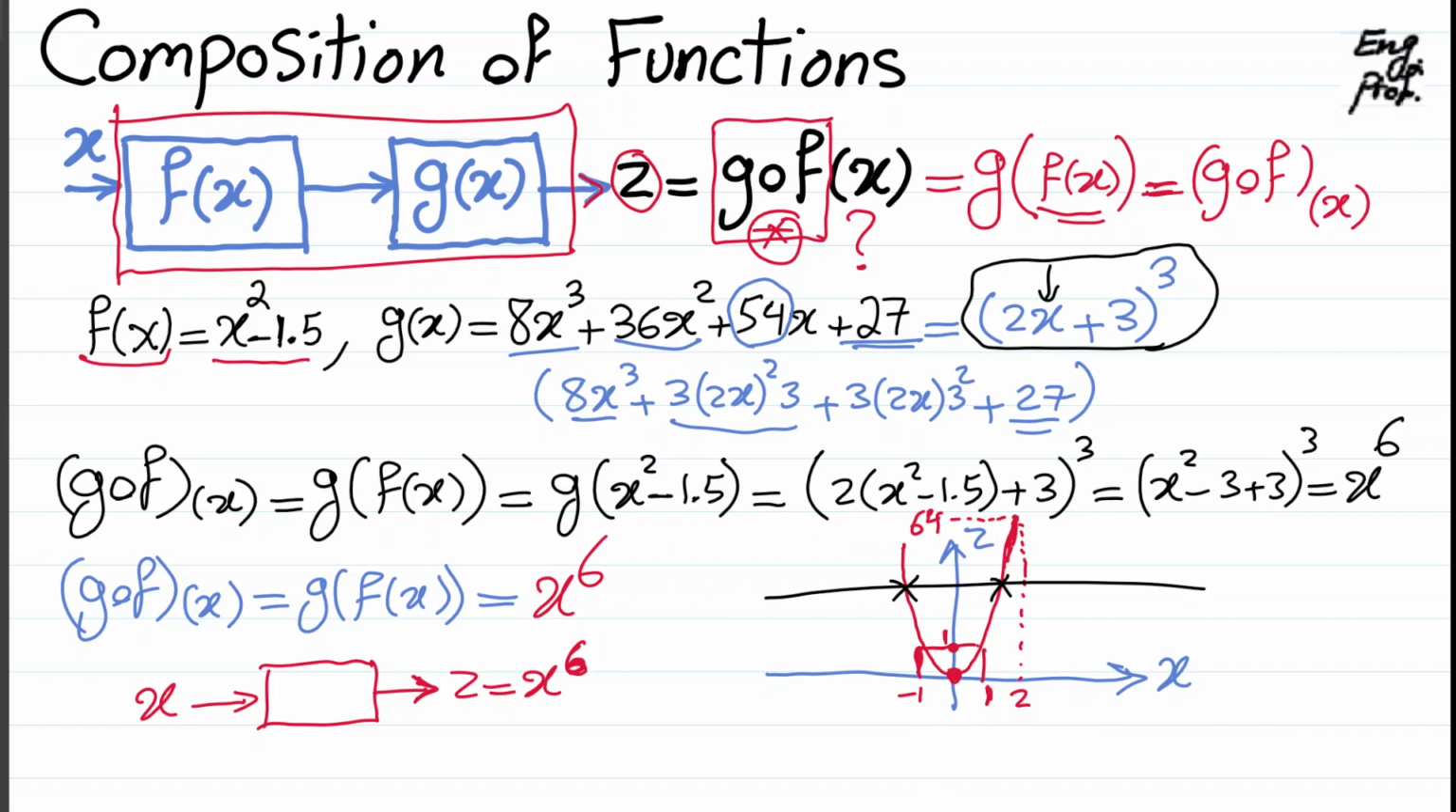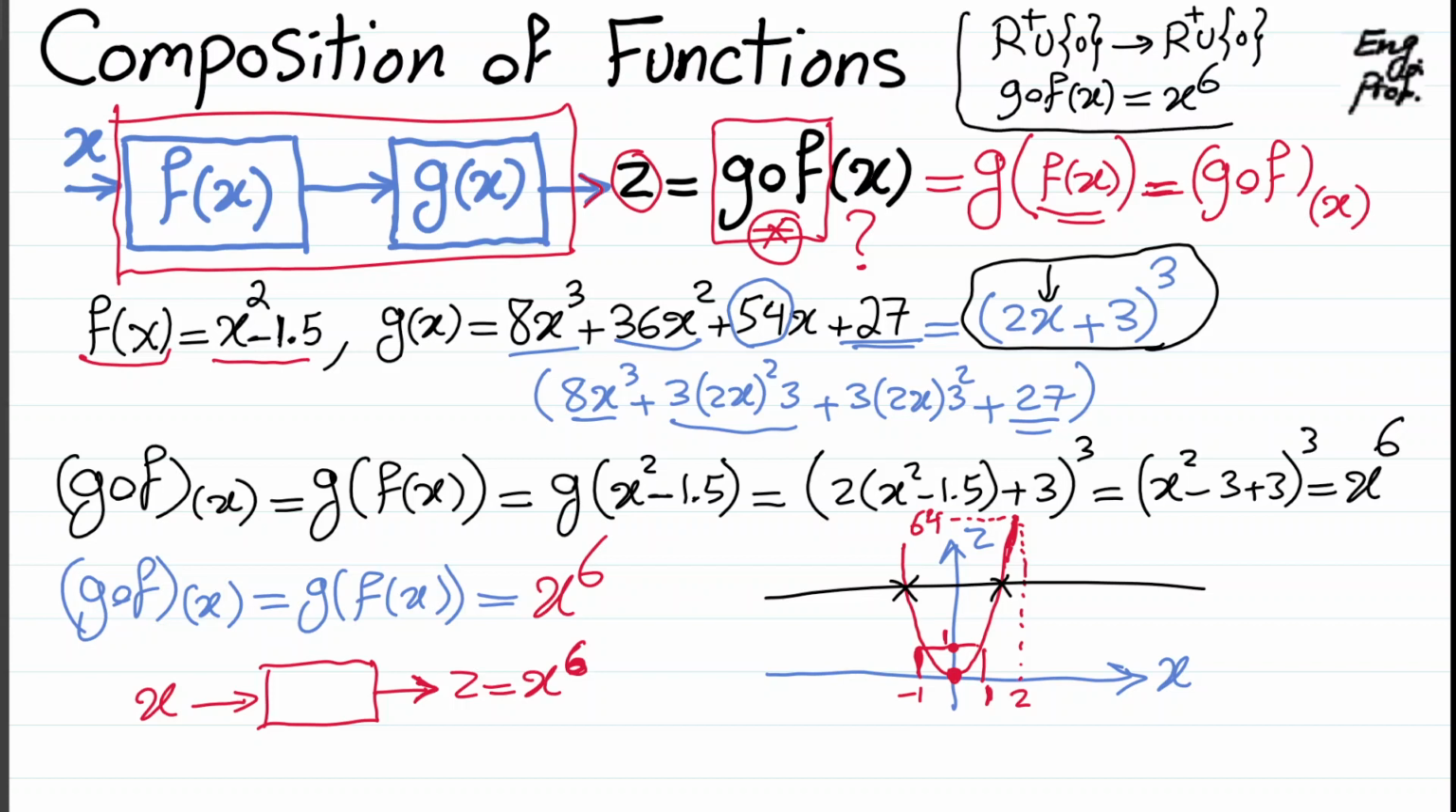So if you want this function to be both onto and one-to-one, then we need to define this function from R plus to R plus. So if you define the function from R plus union 0, so basically 0 and all positive real numbers, and the function is defined as g of f of x equal to x to the power 6, then it is definitely an onto and one-to-one function as well.